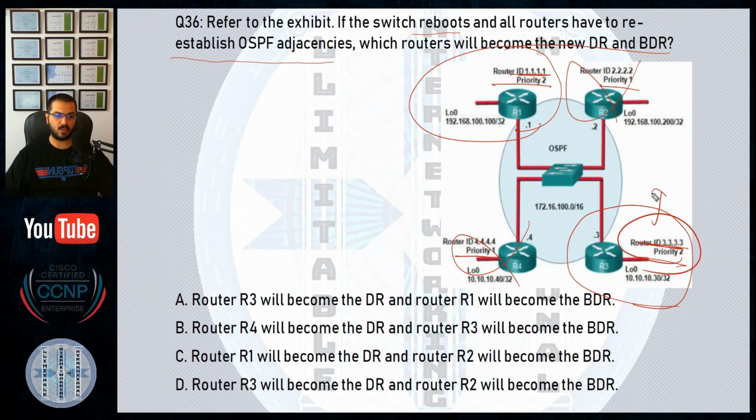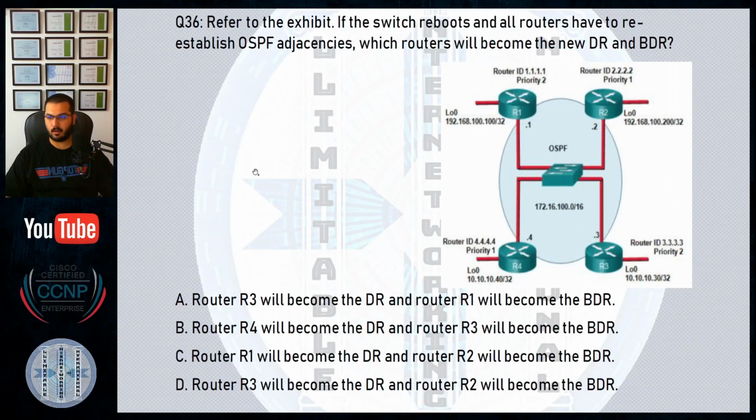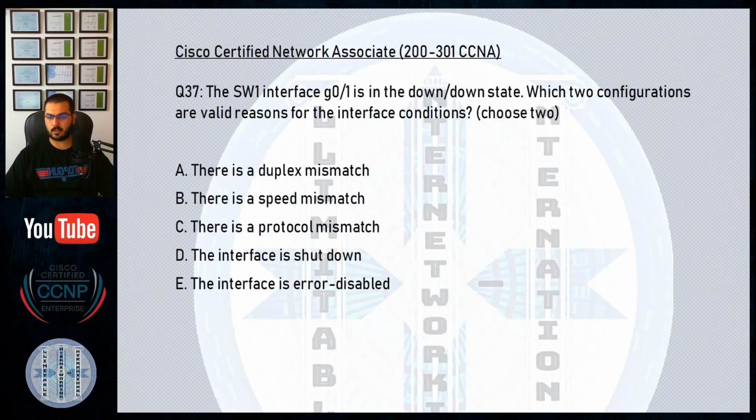This one is the biggest, so this one will be a DR and this one will be a BDR. Okay, so this one will be designated router, R1 will be a backup designated router, so R3 will be designated, R1 will be backup. Okay, so that will be answer A for question 36.